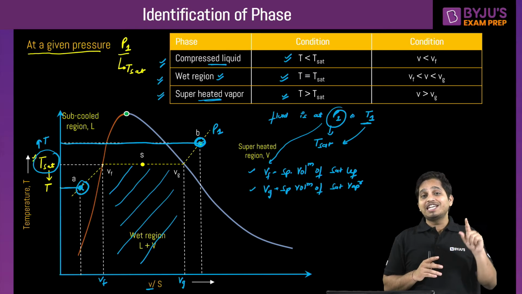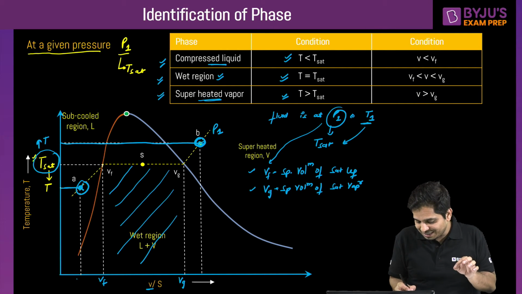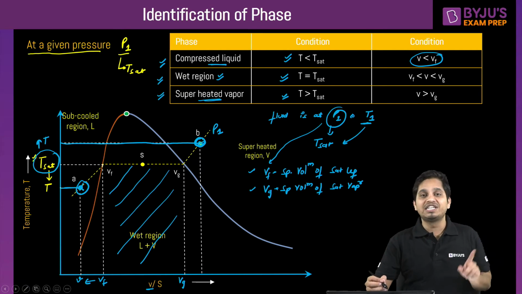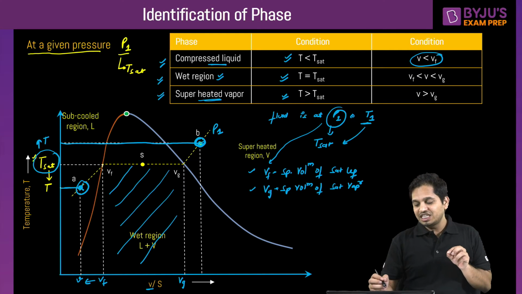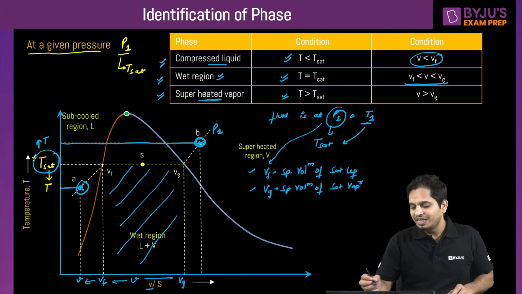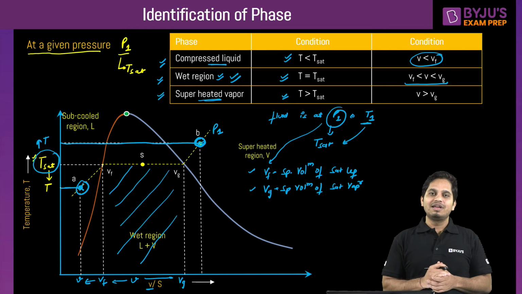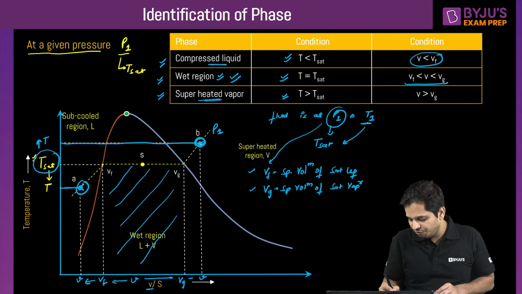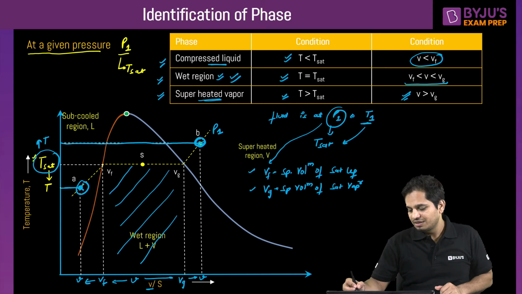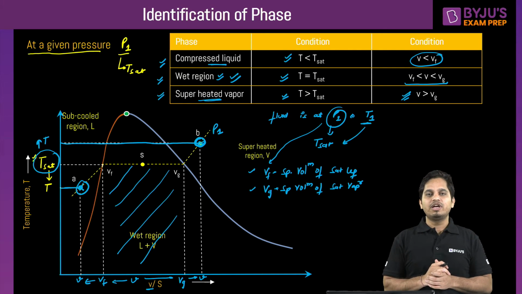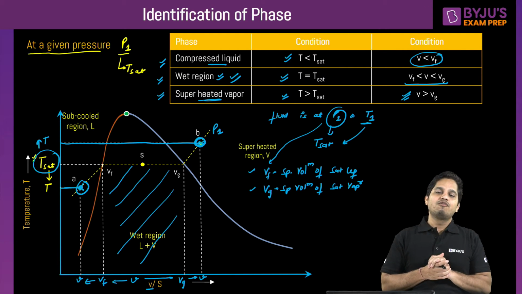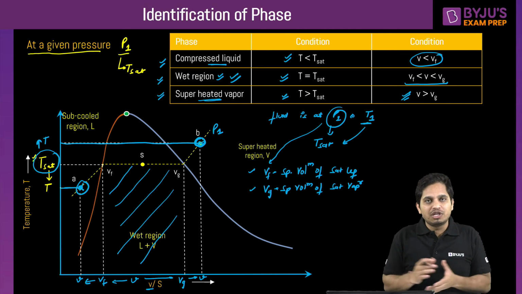Now, if the specific volume given to you is less than Vf, then you have compressed liquid. If the specific volume given to you is between Vf and Vg, then you are in the wet region. And if the specific volume given to you is greater than Vg, then it is superheated vapor. So at a given pressure and temperature, if volume is given to you, then you can find out the phase of the fluid.